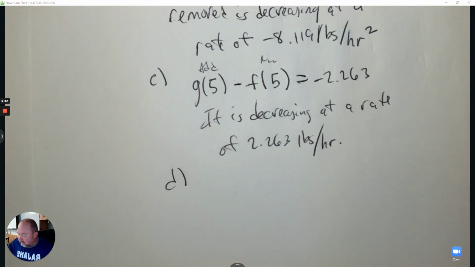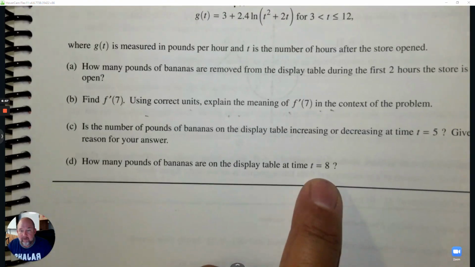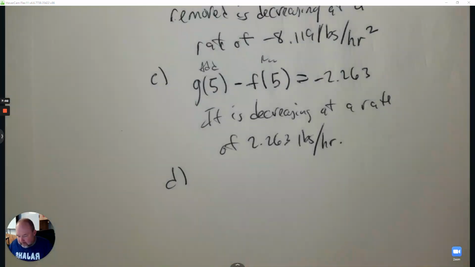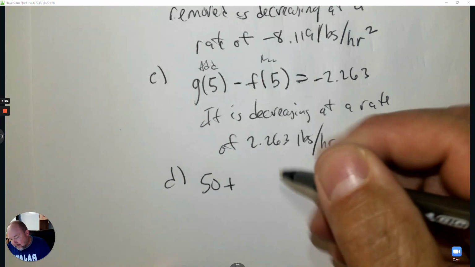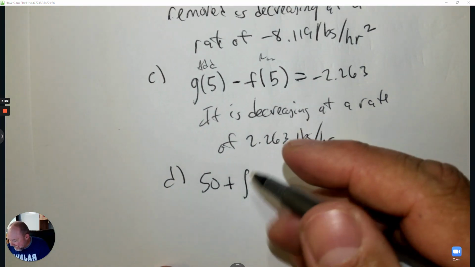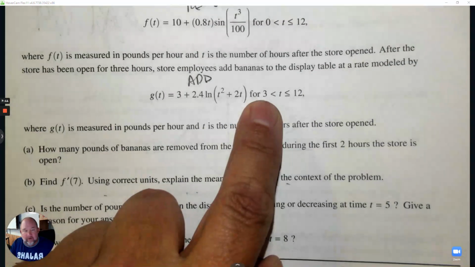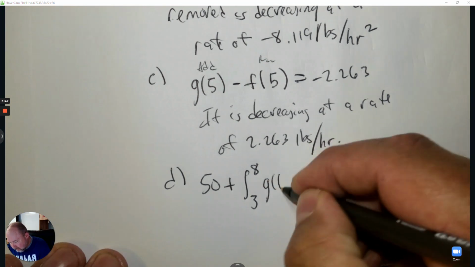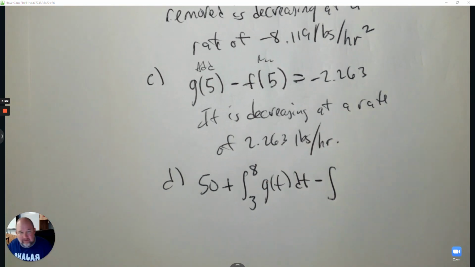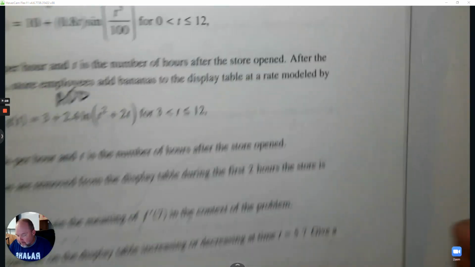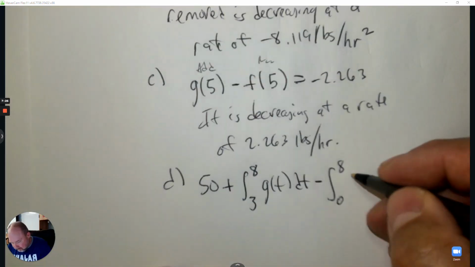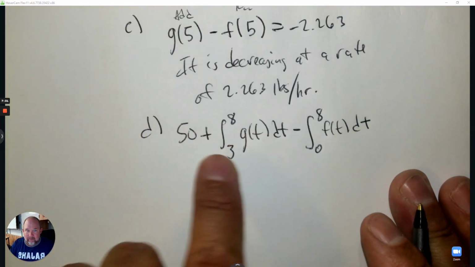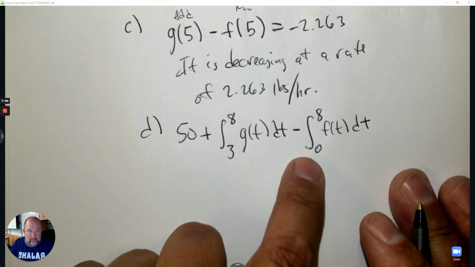How many pounds of bananas are on the display when t equals 8? How many pounds are there to begin with? So it opens up, it has 50 pounds. And then adding, at 8, we're only starting to add at 3. So from 3 to 8, and that's the second equation. And then I subtract the removal part, and that goes from 0 to 8. So I started with 50. We were adding bananas from 3 on, and removing bananas from the beginning to 8.